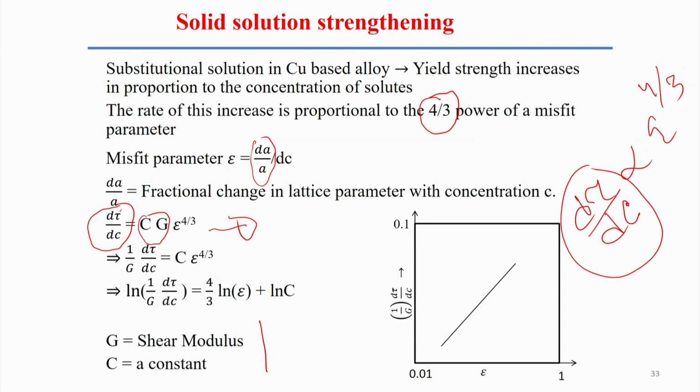So with respect to the misfit parameter here, 1 by G dou tau by dou C is linear on a logarithm scale. Graphically we can represent the increment of the strength level with respect to the misfit parameter. That misfit parameter is again related to the fractional change in the lattice parameter with respect to the concentration of the solute atoms.